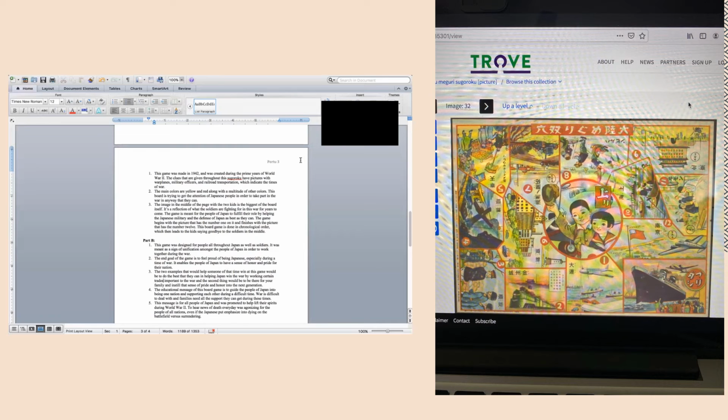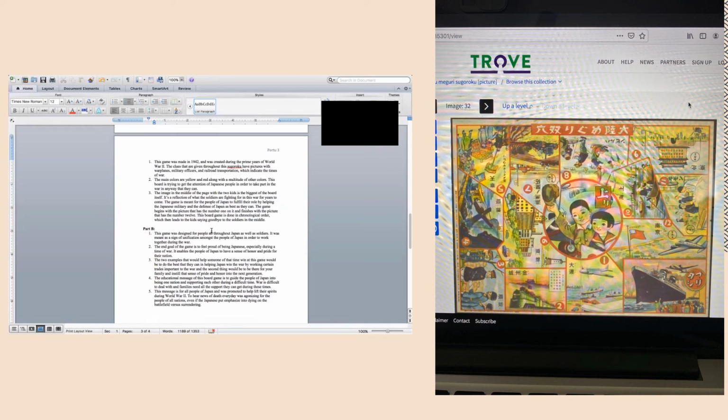The game begins with the picture that has the number 1 on it and finishes with the picture that has number 12. This board game is done in chronological order, which then leads to the kids saying goodbye to the soldiers in the middle of the page.